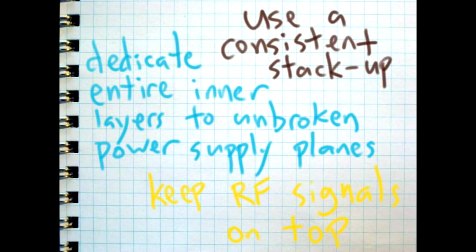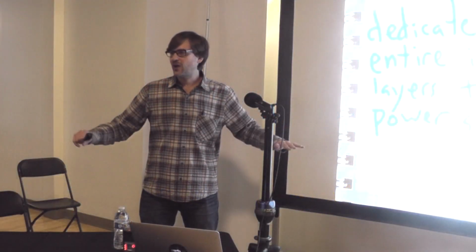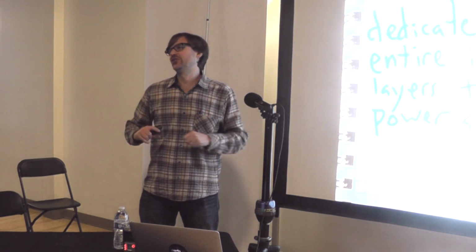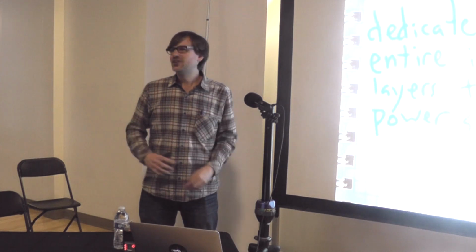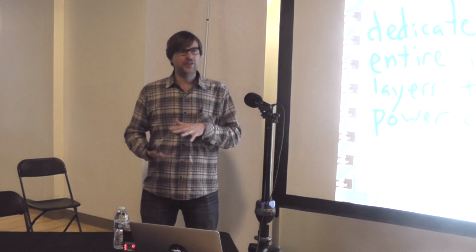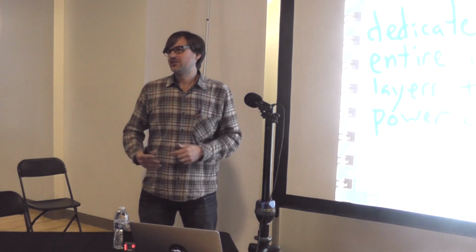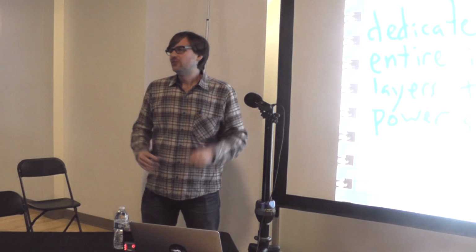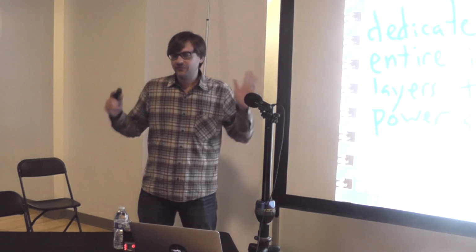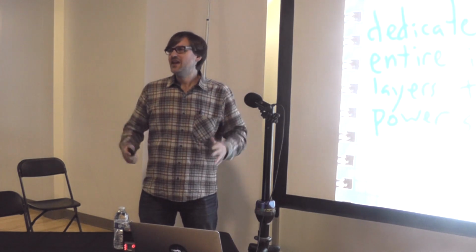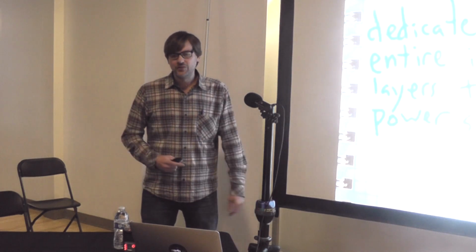Dedicate the entire inner layers to unbroken power supply planes. The entire layers. Layer 2 is just ground. Layer 3 is just power. That's it. Don't put anything else on those layers. I know you think, oh, it's all that wasted area where I could be running things. And no, if you really need extra traces that can't fit in your top or bottom layers, go to a 6-layer design. Go to an 8-layer design if you absolutely have to, rather than break up your ground plane or break up your power supply plane. Really, this will make your life a whole lot easier. Everything will work right if you have unbroken power supply planes.